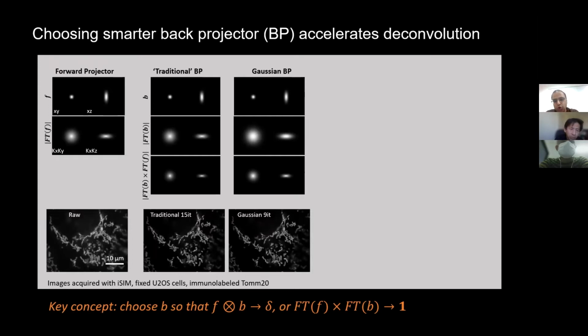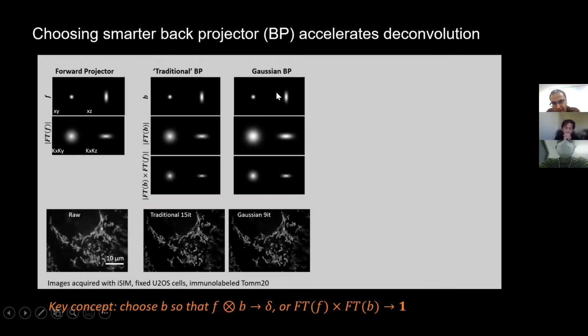If you use Richardson-Lucy deconvolution, using the traditional back projector B, which is just the transpose of F, you can sharpen this image. And that's what I'm showing you in this bottom row over here: with 15 iterations of traditional Richardson-Lucy, you can get a resolution limited result. But it takes 15 iterations. And we can understand this by looking at the product of F and B in Fourier space. It's not particularly flat up until the resolution limit. So it takes some number of iterations.